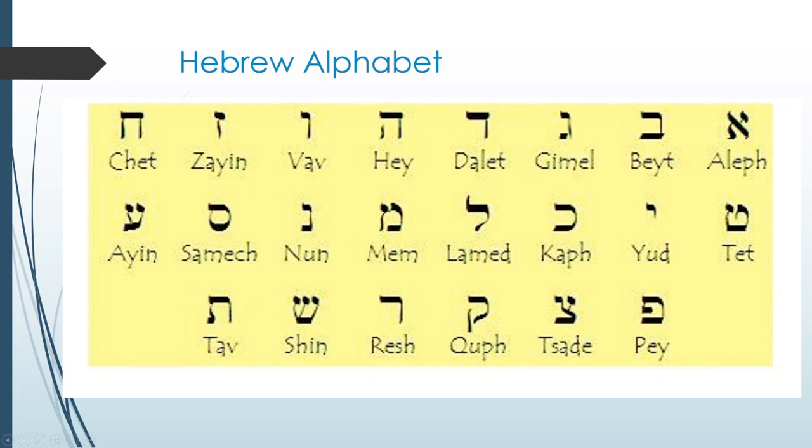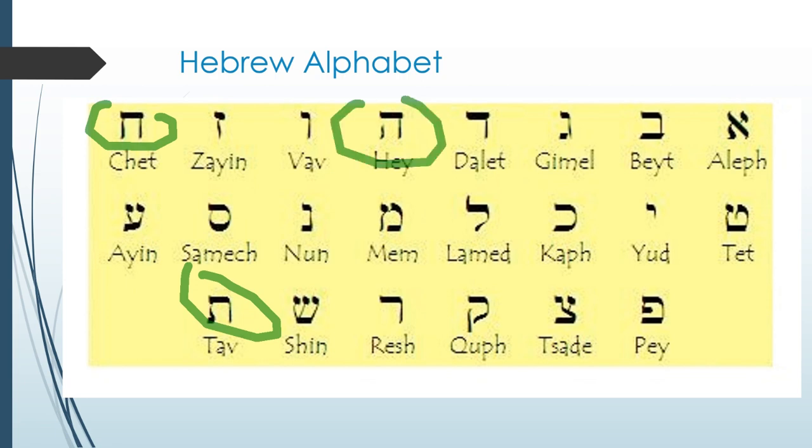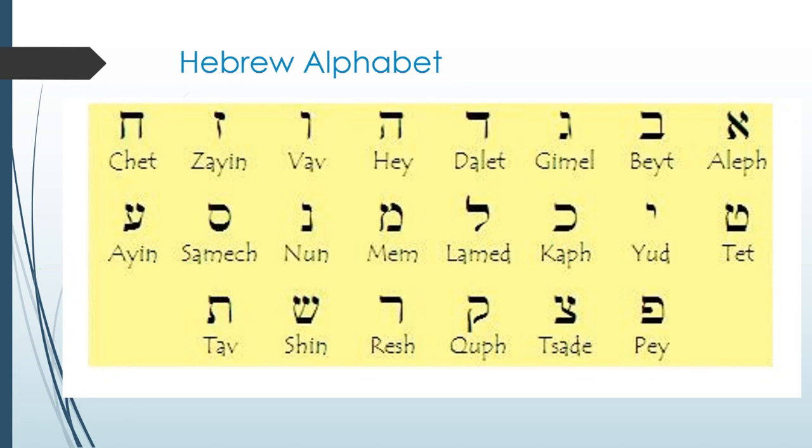And again, you can see a number of the letters in the modern font look very similar. Again, Chet, Hey, and Tav look the same. We talked about that. One is like this, the other has a little bit of a thing, and with the Tav, you've just got the little curve at the bottom, and you can see how you could potentially get confused with those letters as well.